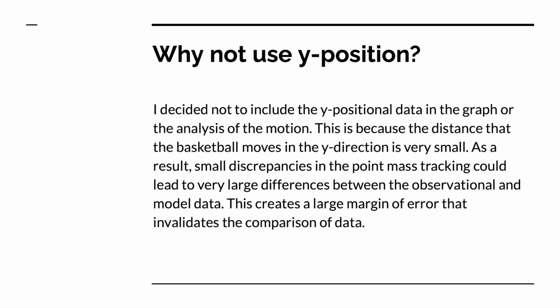So why not use the y positional data? I decided not to include the y positional data in the graph or the analysis of the motion. This is because the distance that the basketball moves in the y direction is quite small. As a result, small discrepancies in the point mass tracking could lead to very large differences between the observational and model data. This creates a large margin of error that really invalidates the comparison of data.